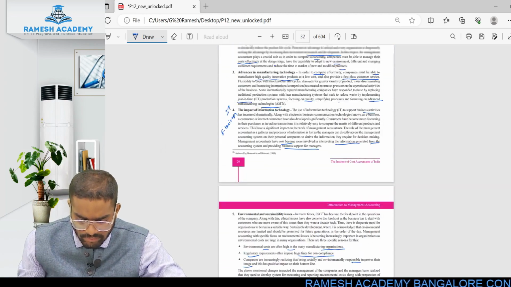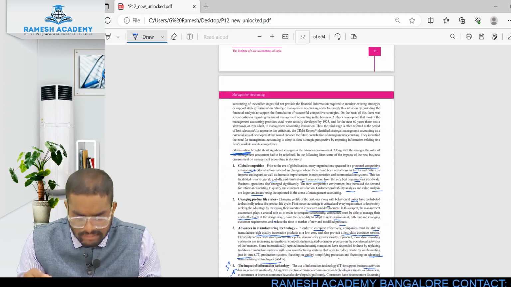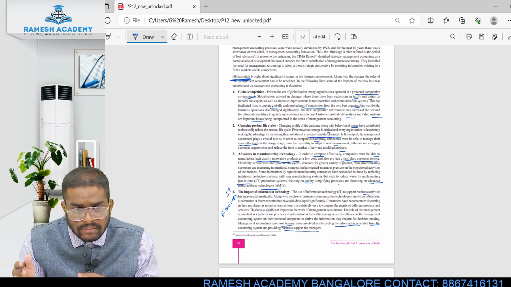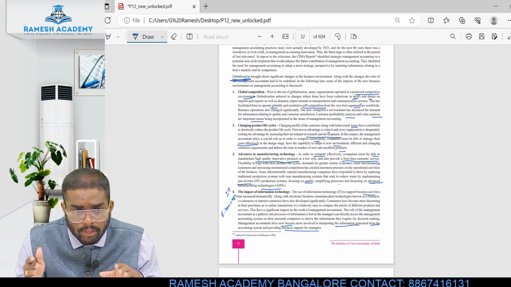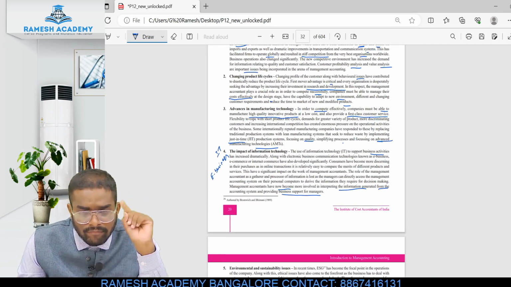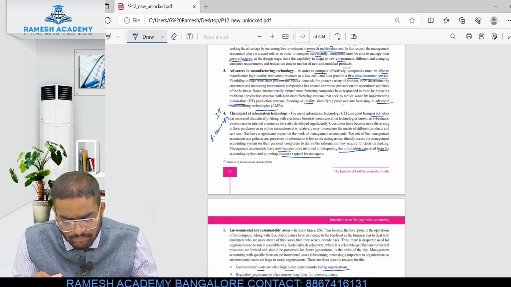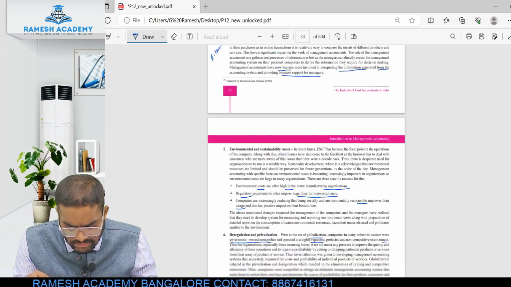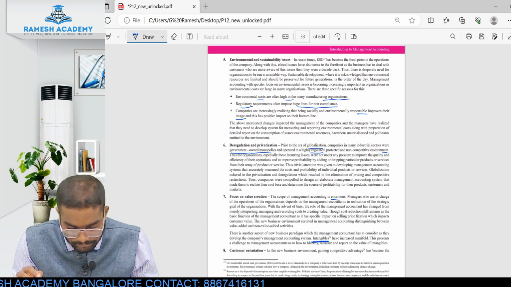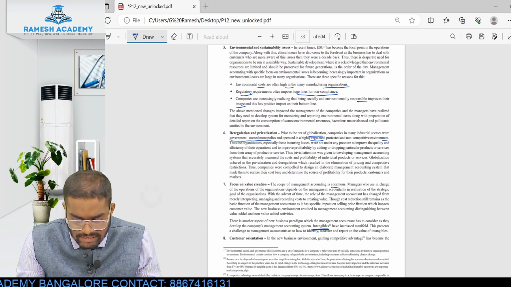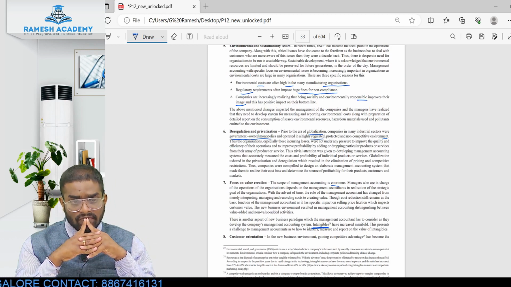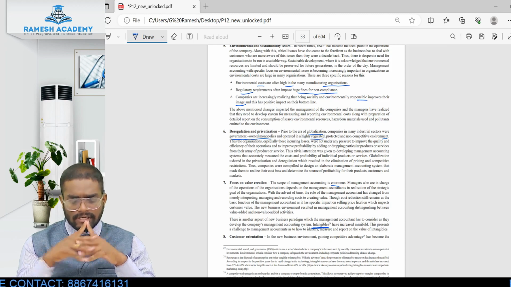So the management accountant's role in the era of globalization includes all this. He has to face global competition, he has to be in charge of product life cycles because they will be changing every now and then. He should be well informed about information technology and new manufacturing technologies. He has to take care of environmental issues. He has to take chances on deregulation and privatization. He must be focused on value creation and customer orientation.